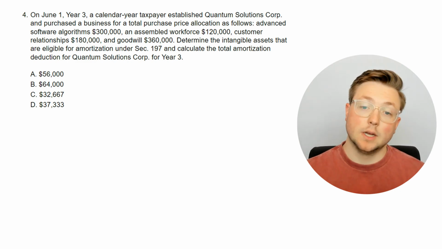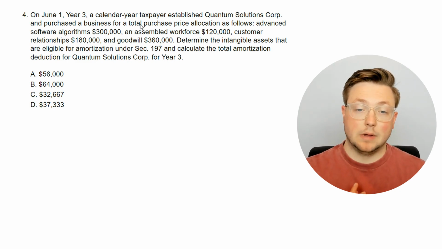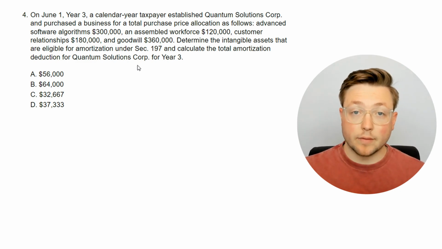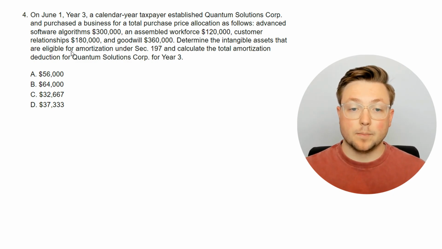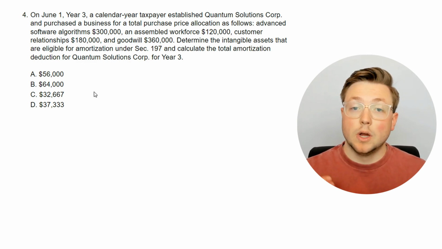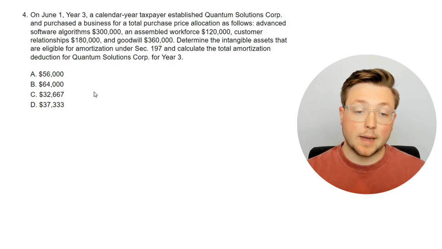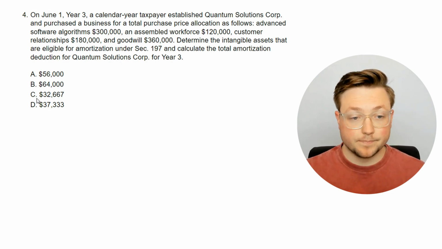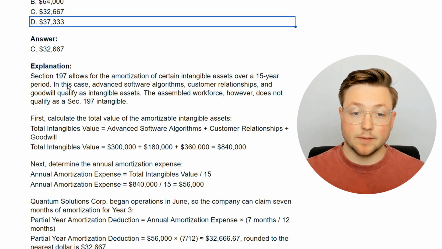For year 3. Okay, so we have to figure out which of these qualify for the amortization, and then figure out the amortization for the year. Started June 1st, so this is going to be partial year amortization. So we're 4 questions in. Again, this is a pretty straightforward topic, so you probably already know how to do this. So pause the video, work through it on your own, and when you're ready, come back and we will look at the correct answer. Okay, 32,667.